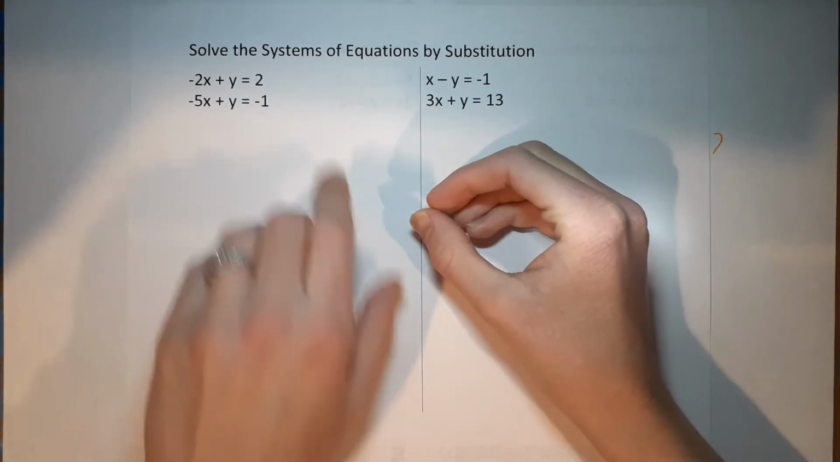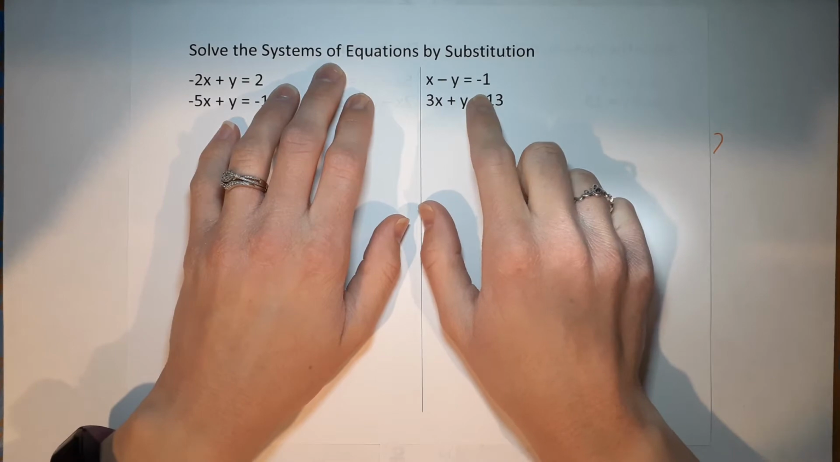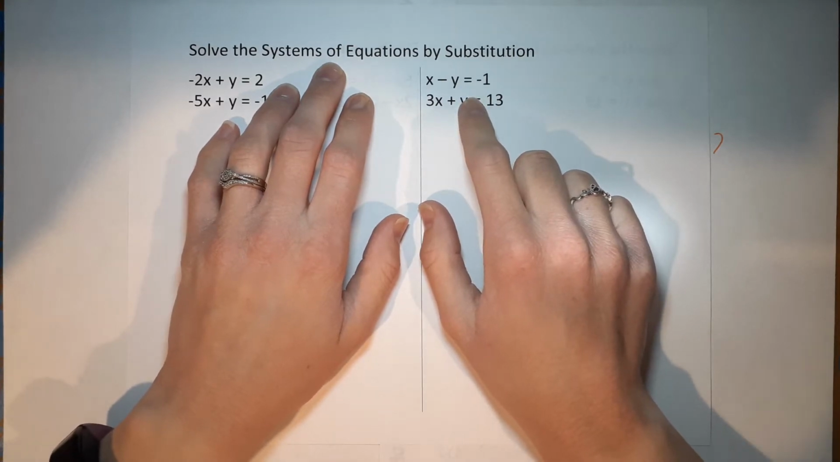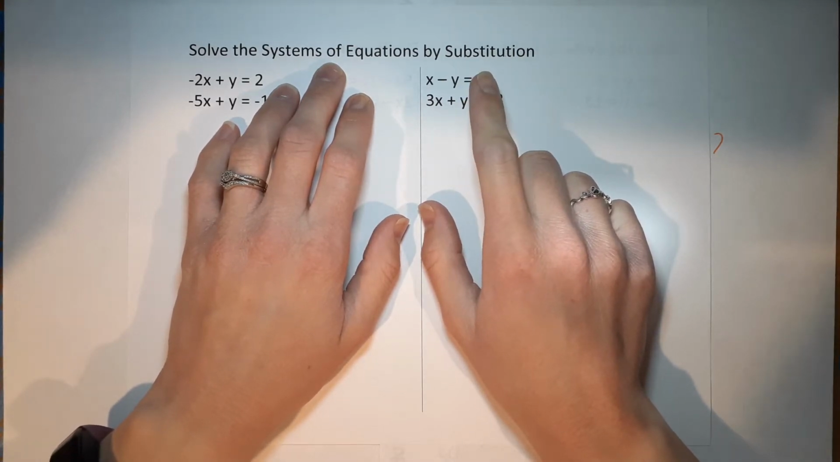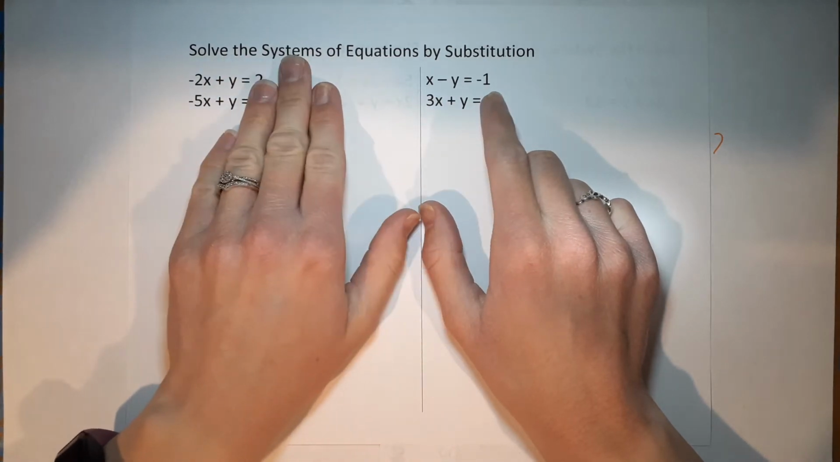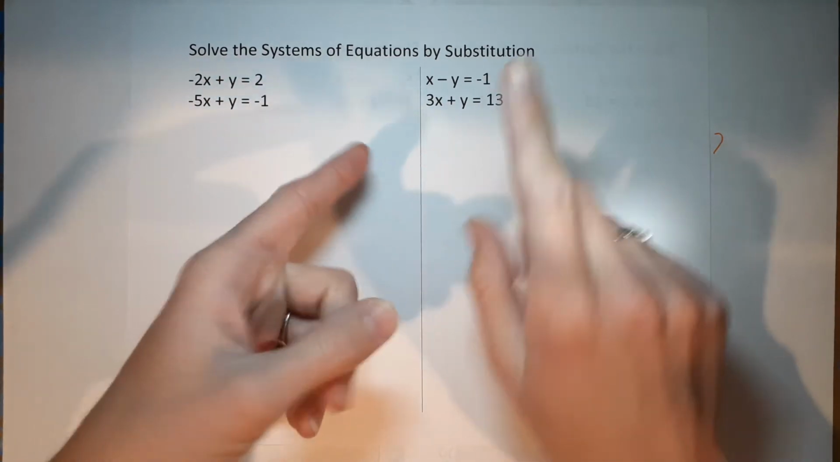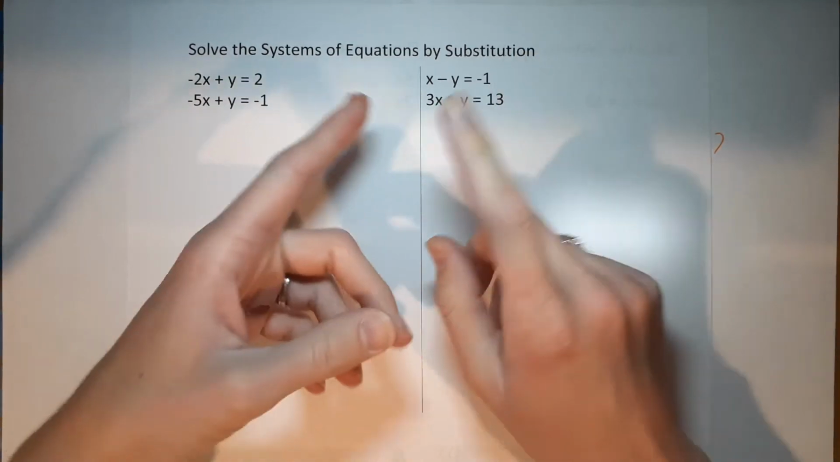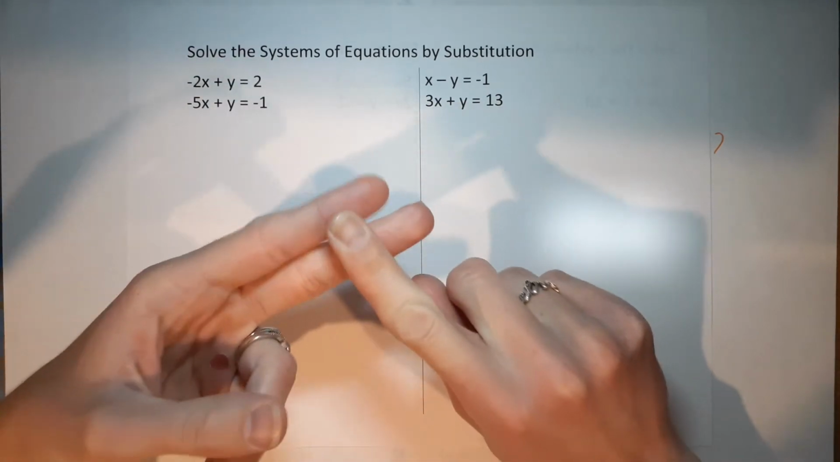All right, solve the system of equations by substitution. That's what we're doing today. Really fast before we get started, there are a couple ways to solve systems of equations. There is substitution, which we're doing right now. There's also graphing and elimination.